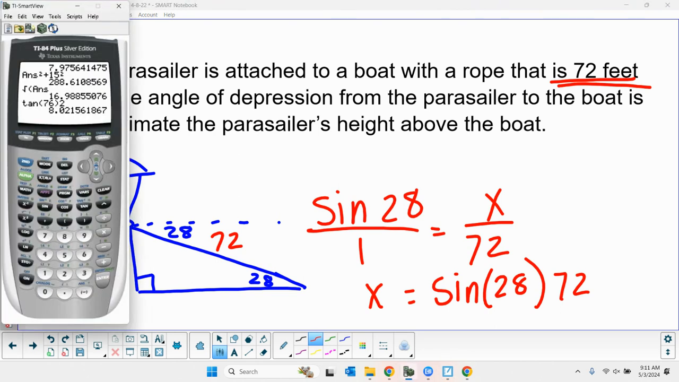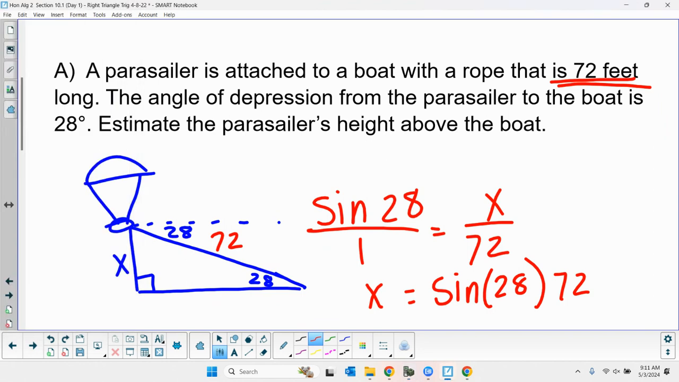Sine's right here. 28, close it up. 72, enter. 33.8 feet up off the water.